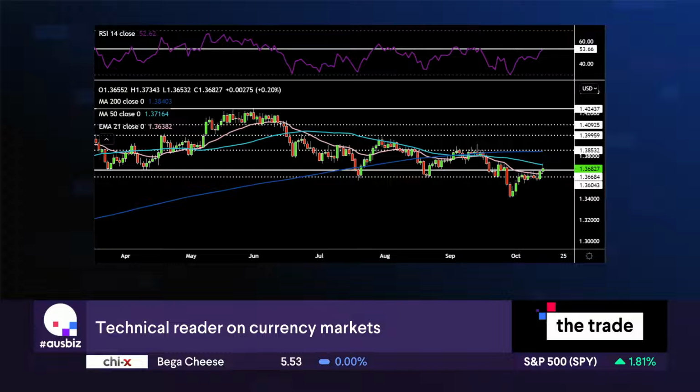On the downside, if price was to dip, I'd be looking at 1.36, the round number, and then below there, I'd be looking back down to the 1.34 low, and I'd be keeping an eye on that level.